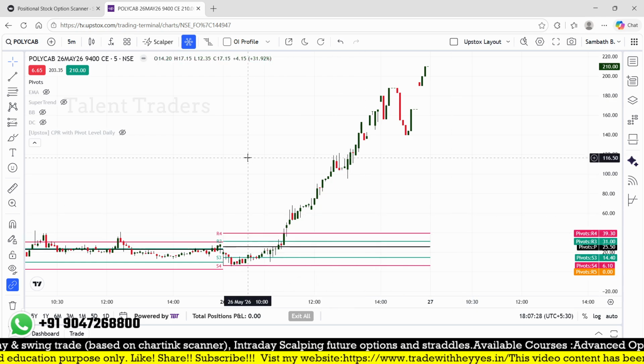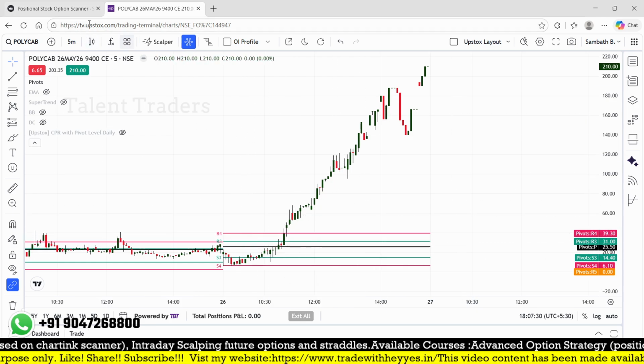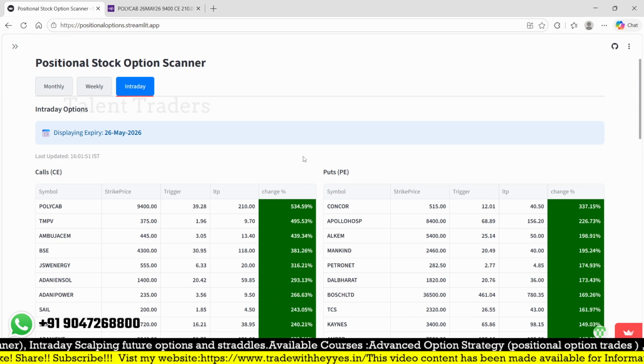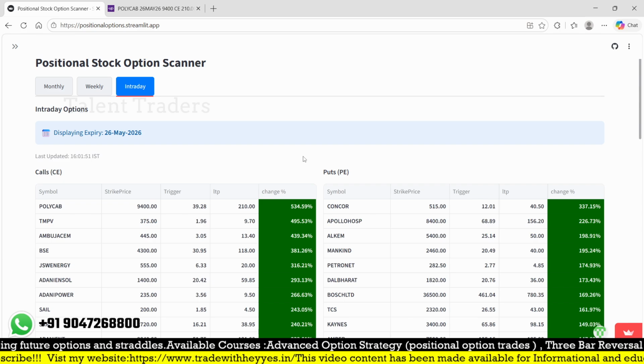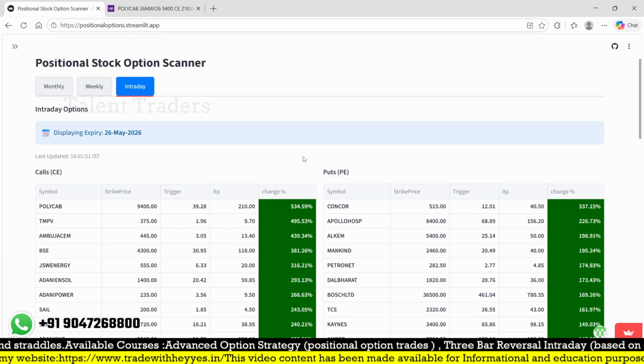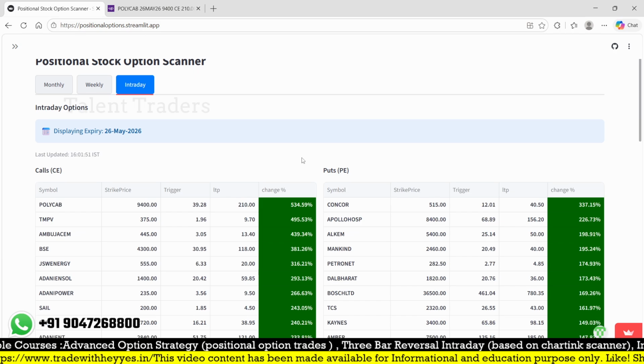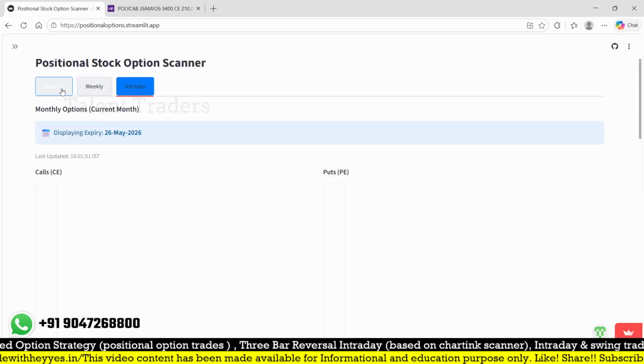Here we are not providing you any buy or sell calls. It is a scanner that scans all those stocks, and from that you have to pick. You can apply your own strategies too, or if you learn our strategy, then you can apply it more effectively on these positional scanners. So that is about the video.